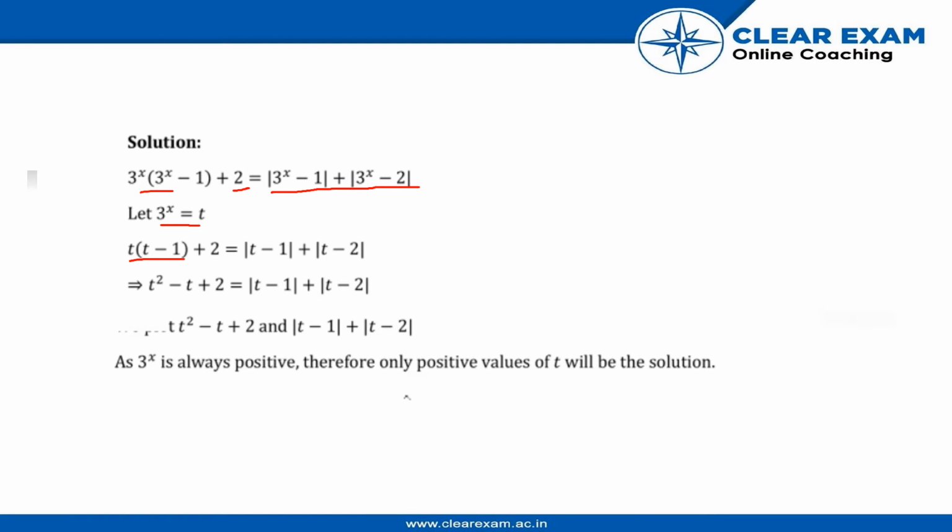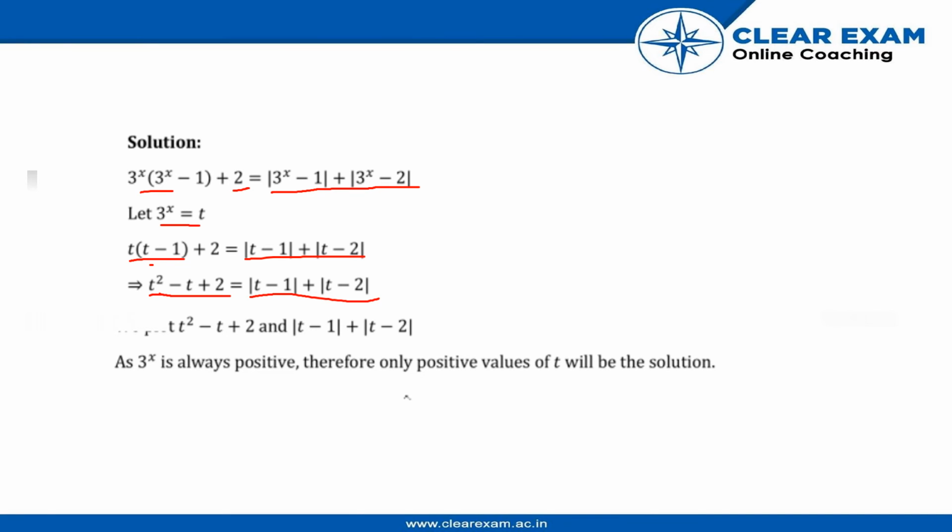= |t - 1| + |t - 2|, or we can say, simplifying this, opening this bracket, t(t - 1), we get t^2 - t + 2 = |t - 1| + |t - 2|.